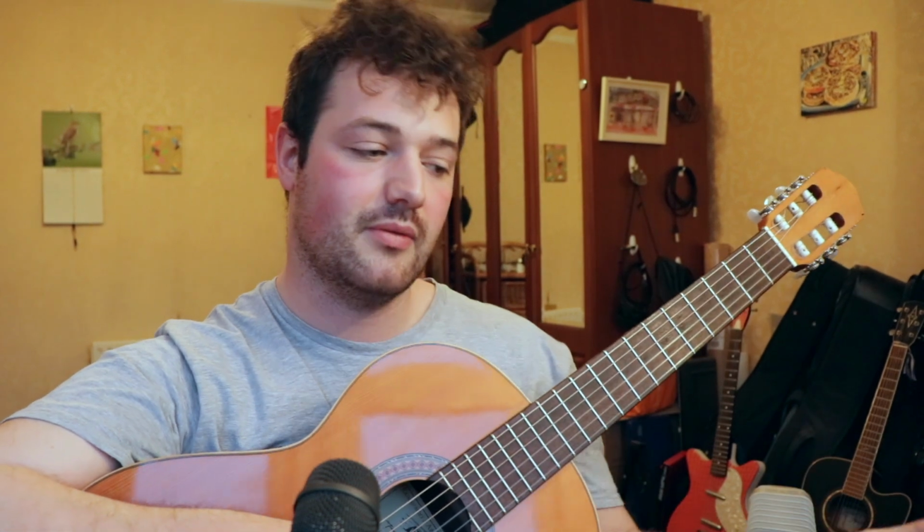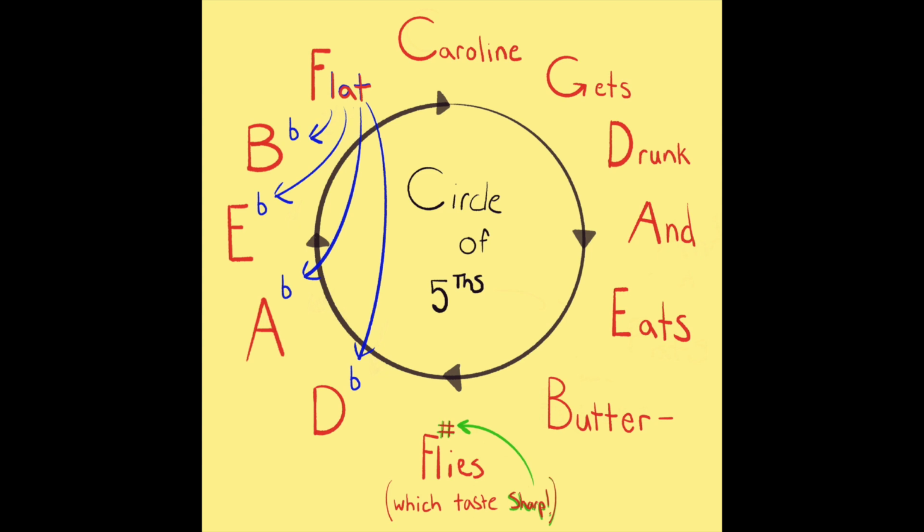Now, full disclosure, there's another YouTuber out there whose video introduced me to this mnemonic phrase. I have added one word to it to help identify where the F is specifically. And I also came up with my own mnemonic device for working out the remainder of the notes. So starting from F, the phrase would go F, fat, C, Caroline, G, gets, D, drunk, A, and, E, eats, B, butter, and then F sharp, flies, which tastes bitter.